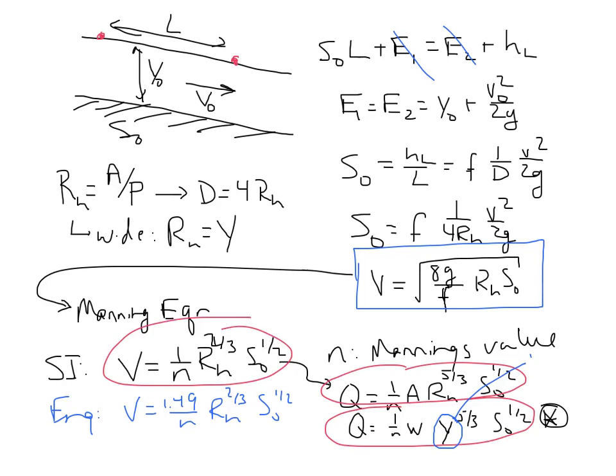This y is many times denoted with a subscript n and is the normal depth. So the normal depth is the depth that would occur if a channel was infinitely long and uniform.